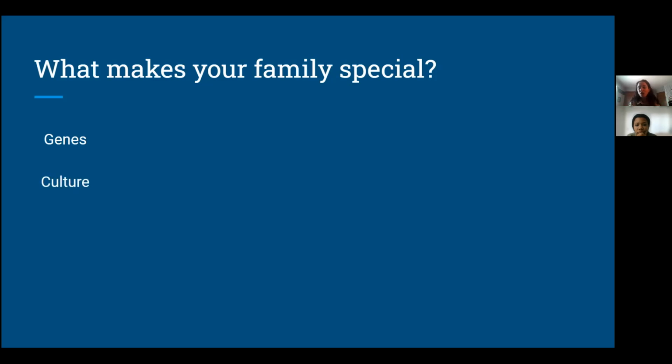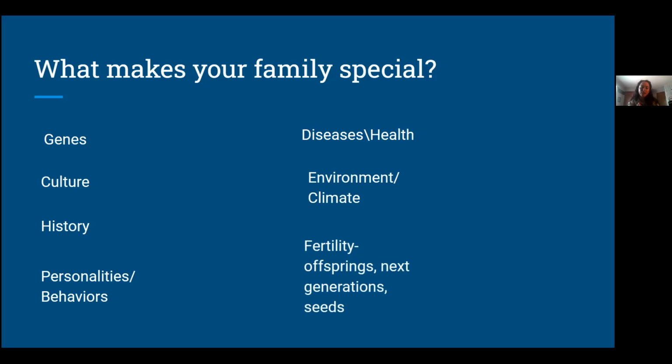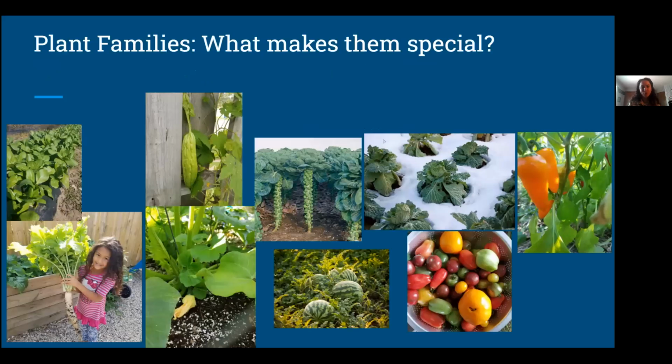Genes, our different cultures, history, personalities, behaviors, similarities and differences in that, diseases and health, environment, what environment and climate you come from, fertility, offspring, next generations, the seeds. A lot of these are very similar to what we see in crop families.